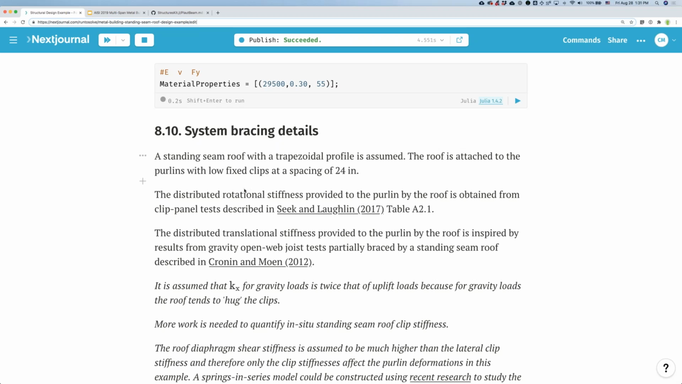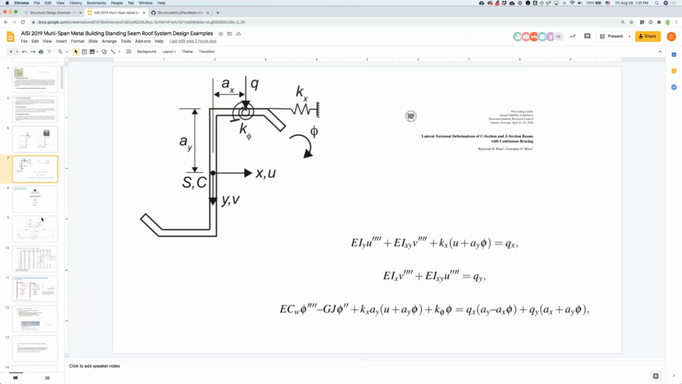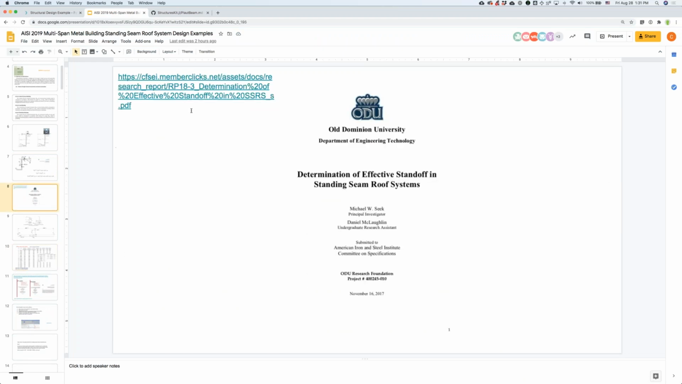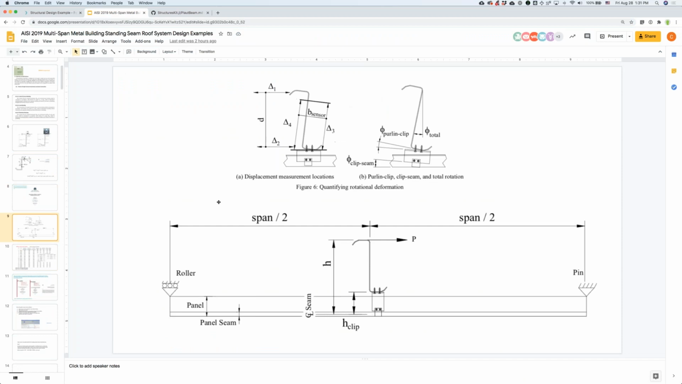So for example, the rotational spring stiffness that I showed you earlier is provided in a report generated by Professor Seek and his students. And I can jump over to that now. It's available, and I provided the link here. You can just look to see there was some testing done, kind of like an F test if you're familiar with that, where you pull here and you measure the rotation and you can derive a rotational stiffness.